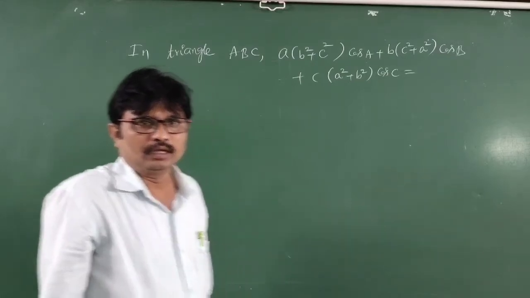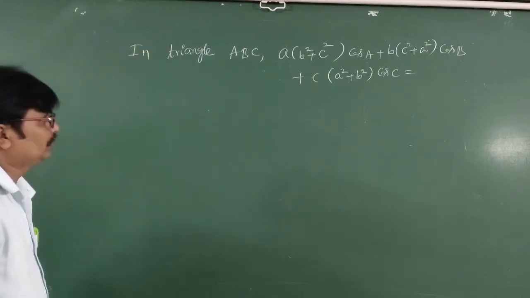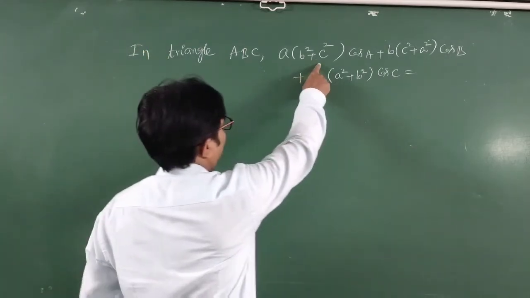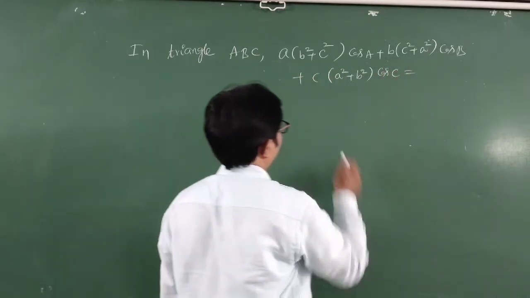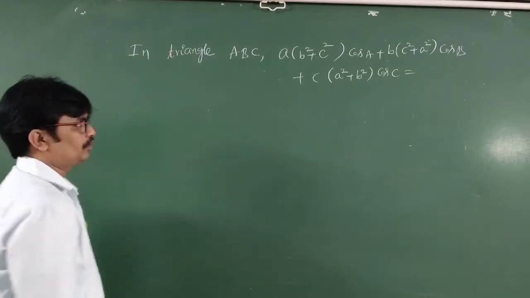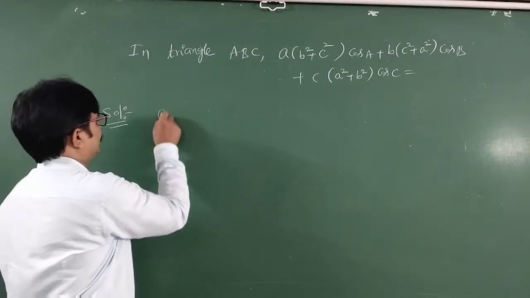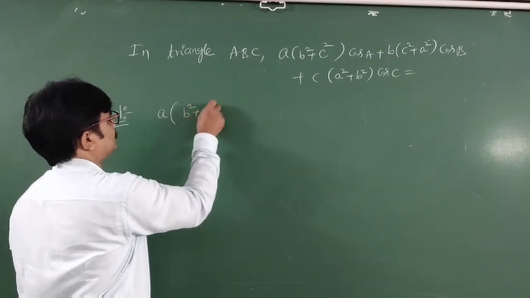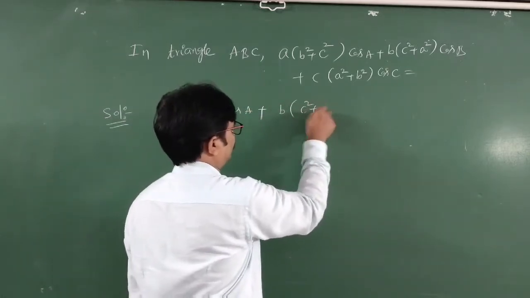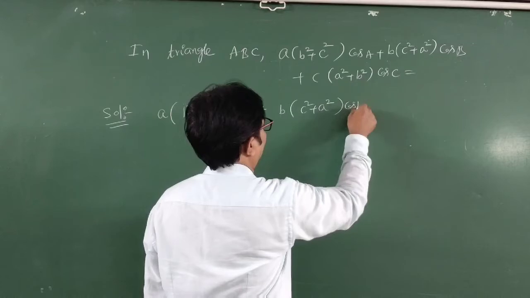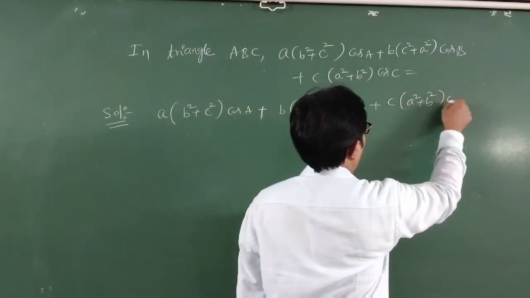Okay, students. Right now, question number 1: in a triangle ABC, a(b² + c²) cos A + b(c² + a²) cos B + c(a² + b²) cos C. So students, here the a(b² + c²) cos A, b(c² + a²) cos B, after that c(a² + b²) cos C.